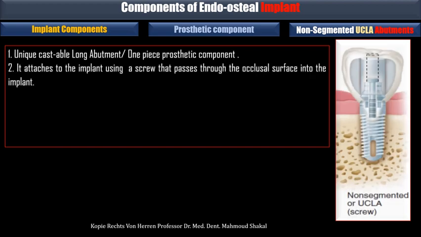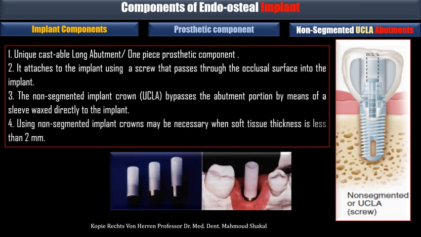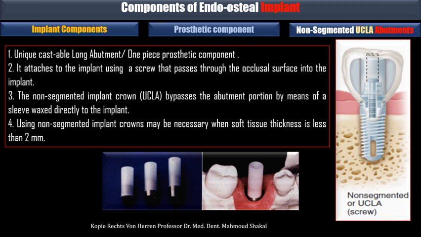It attaches to the implant using a screw that passes through the occlusal surface into the implant. The non-segmented implant UCLA bypasses the abutment portion by means of a sleeve waxed directly to the implant. Using a non-segmented implant crown may be necessary when soft tissue thickness is less than 2 mm.